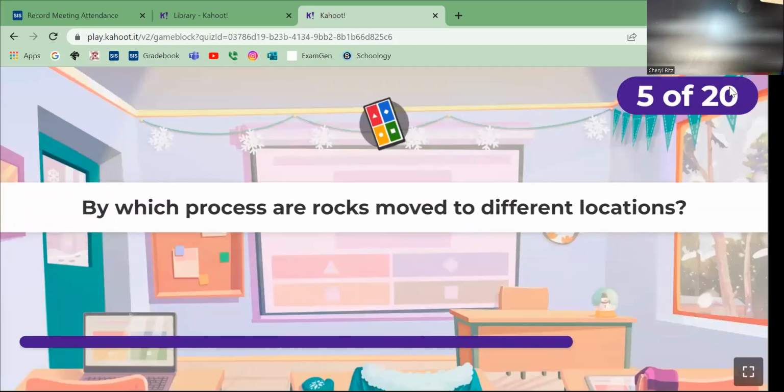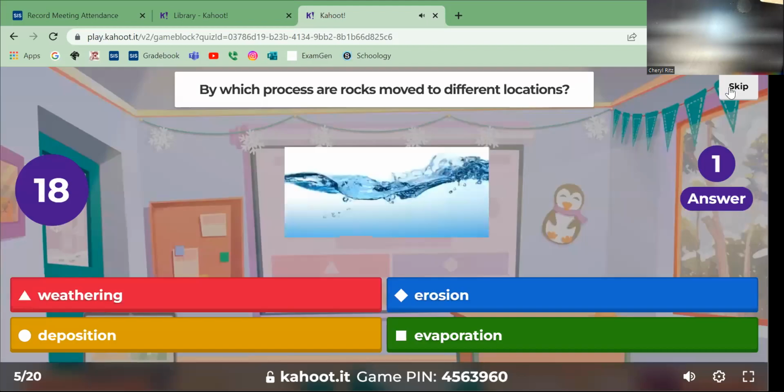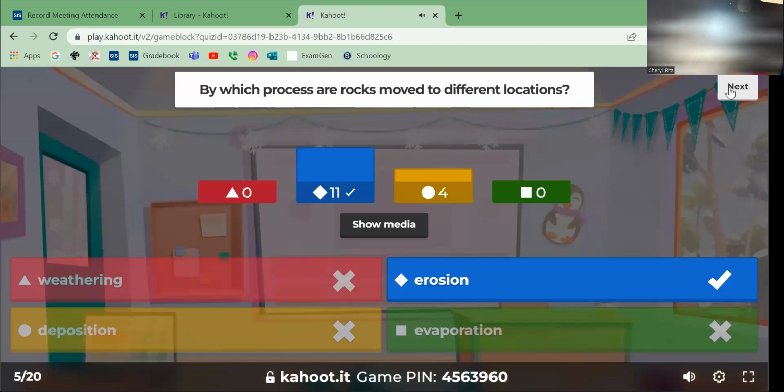Which process are rocks moved to a different location? Deposition is the dropping off at a different location. Erosion is the moving.